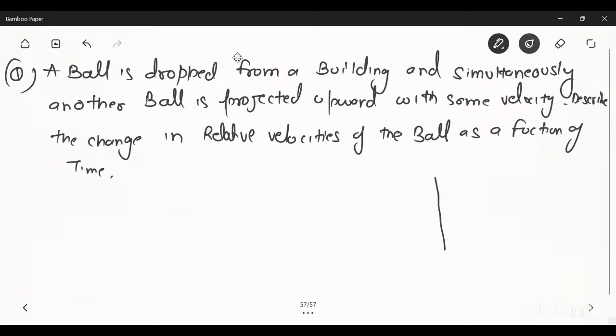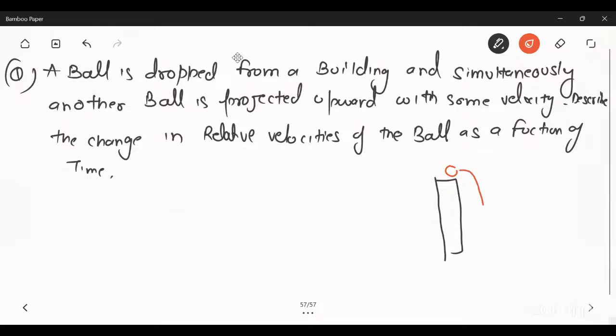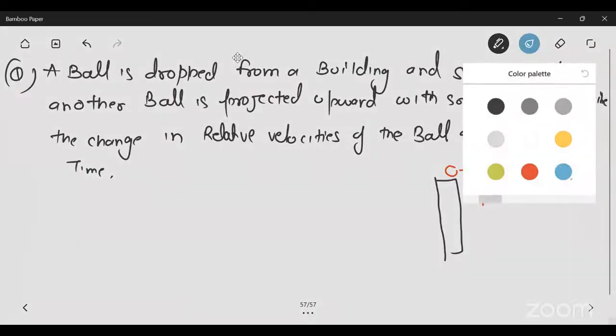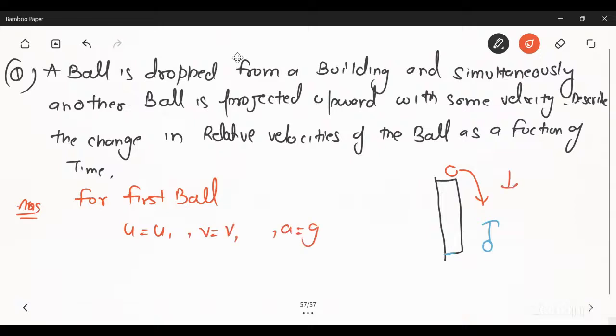Okay. Now suppose that was the building and a ball is dropped from that building. At the same time, a second ball is thrown upward. For the first ball, which was dropped downward, U is equal to U1, V is equal to V1, and A is equal to G, because it is moving downward and acceleration due to gravity is downward. So U is equal to U1, V is equal to V1, A is equal to G, and T is equal to T1.